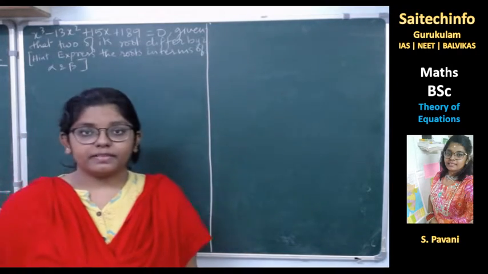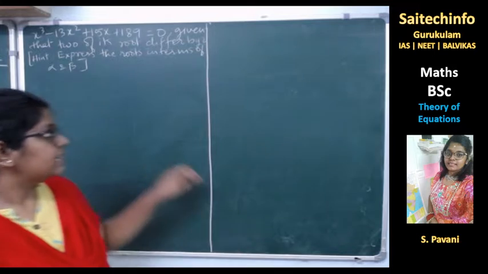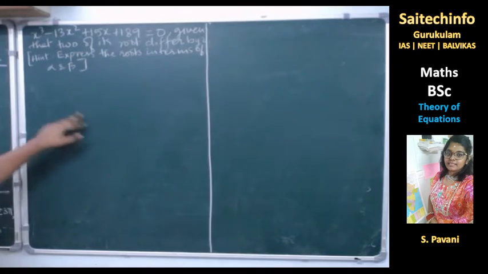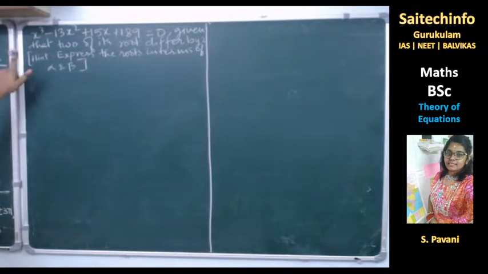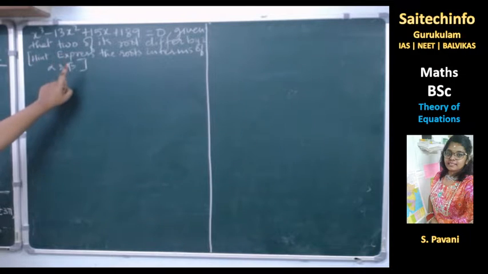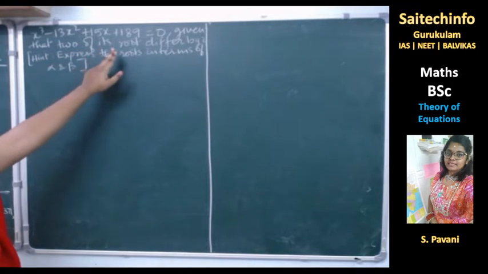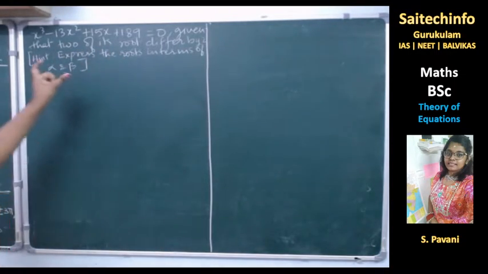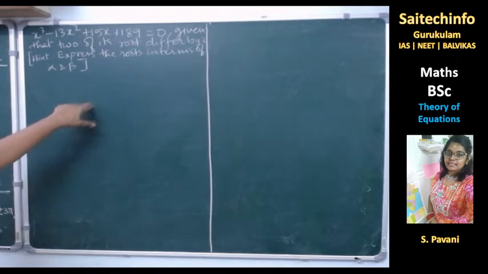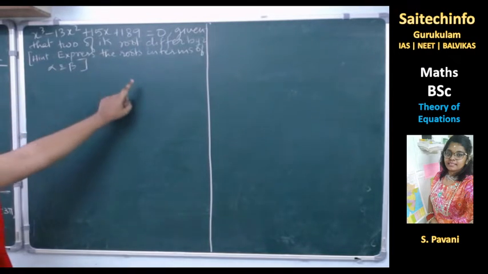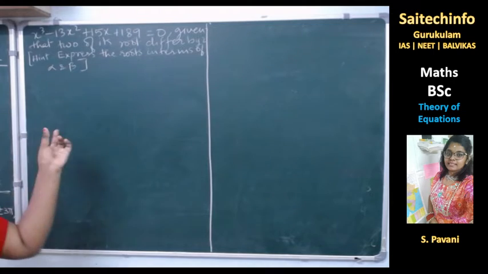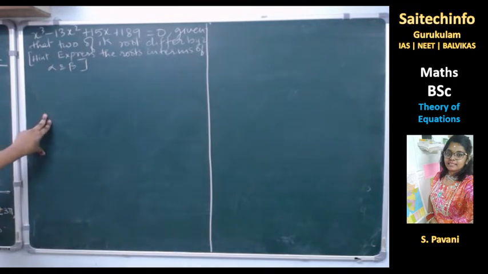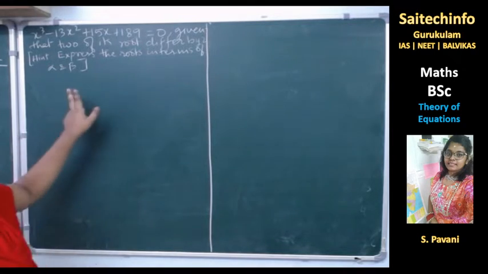I am here to explain a sum from the lesson of theory of equations. Here the question is x cube minus 13x square plus 15x plus 189 is equal to 0. This is the given equation. Given that two of its roots differ by 2, that is the difference of two roots is 2, and they have given a hint here: express the roots in terms of alpha and beta.